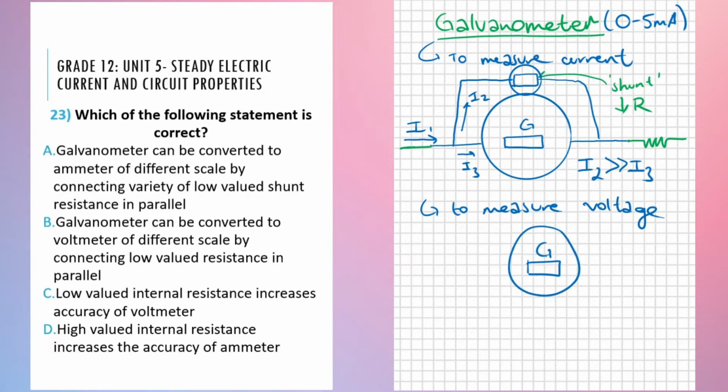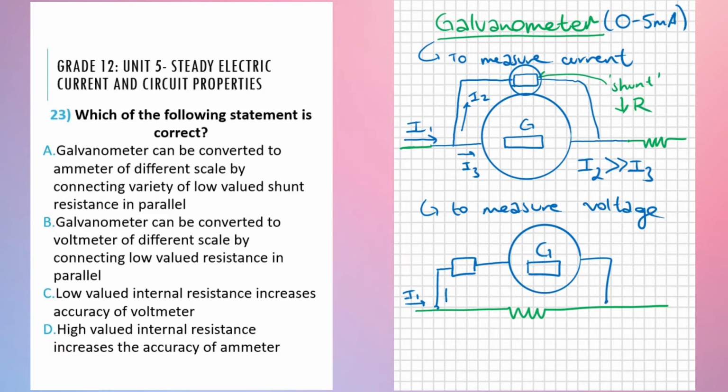You place a high resistance resistor in series with the galvanometer. And then, in order to use this as a voltmeter, you can place your resistor in parallel with your galvanometer. Now, the reason behind this is quite similar as the above. You have your initial current, I1, flowing in this direction, and then you have I2 flowing in this direction and I3 flowing in this direction.